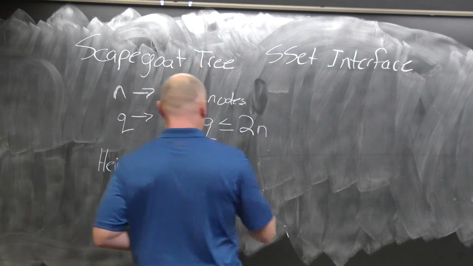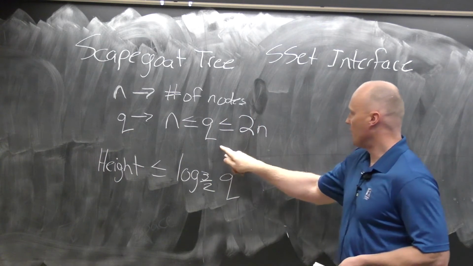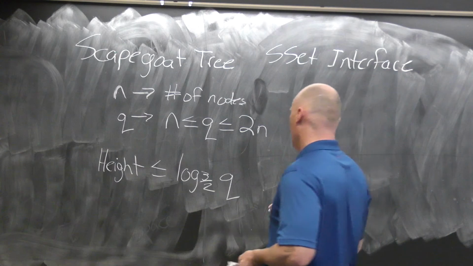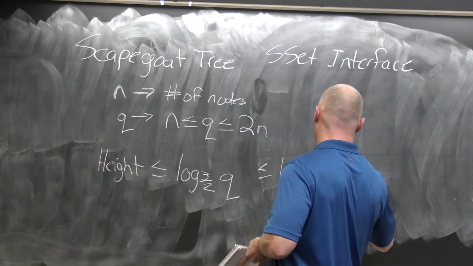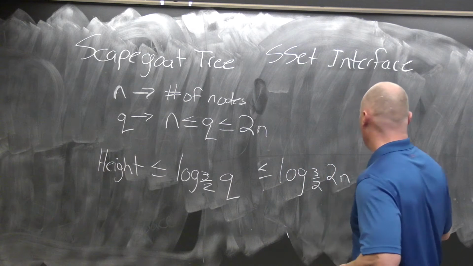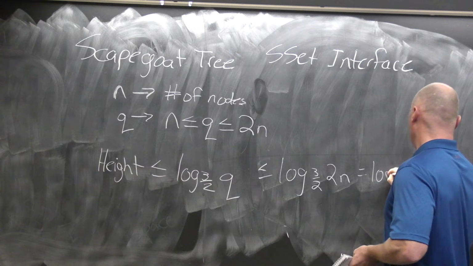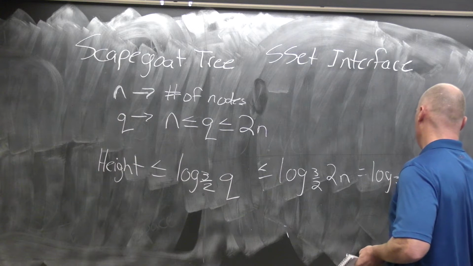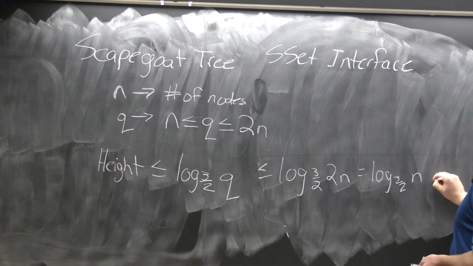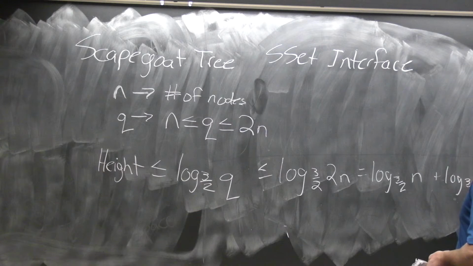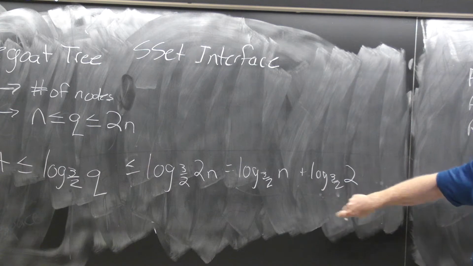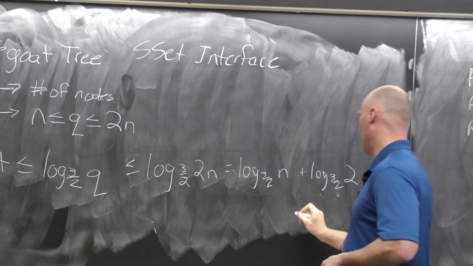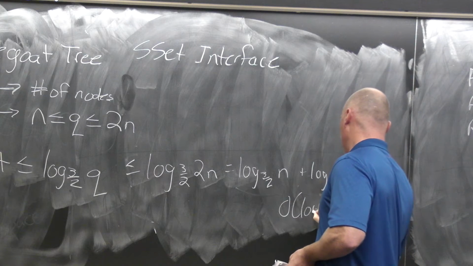So this value here, because q is at most 2n, is at most log base 3/2 of 2n, which is equal to log base 3/2 of n plus log base 3/2 of 2. So basically the height is going to be log n plus a very small constant that's less than 2. So basically it's going to be O of log n.